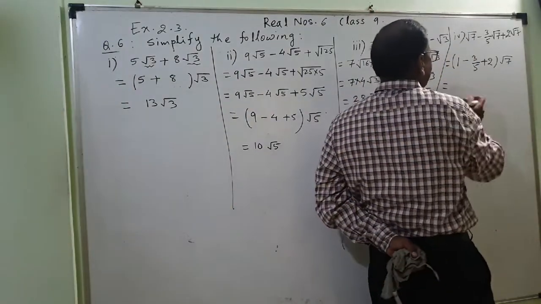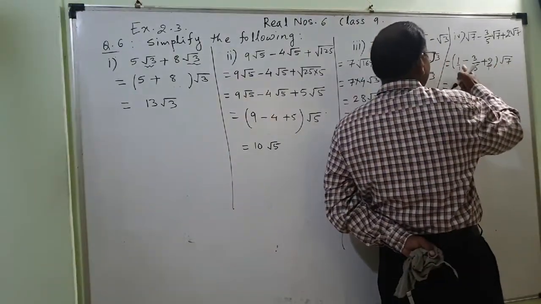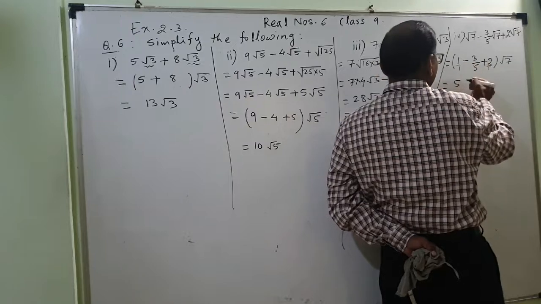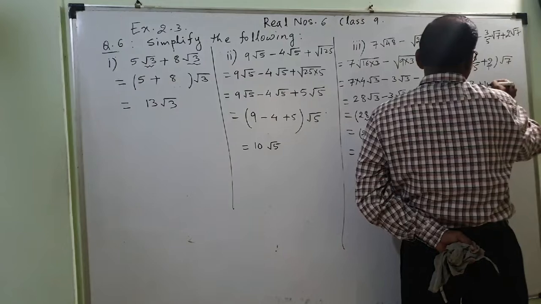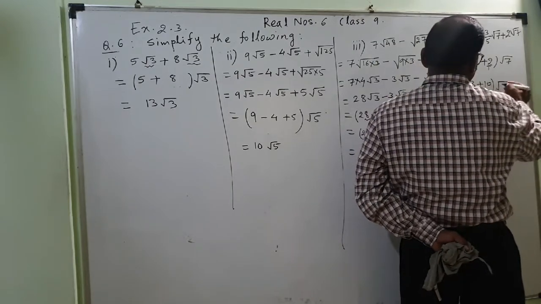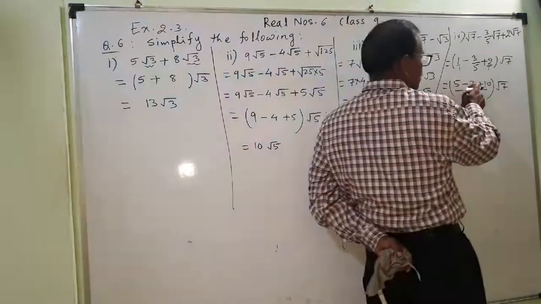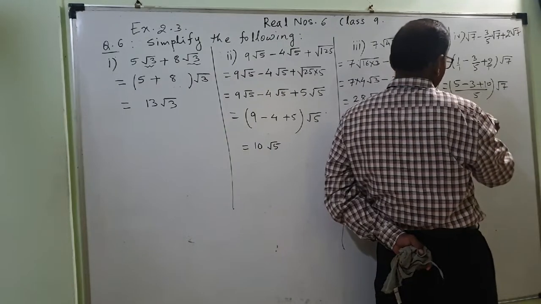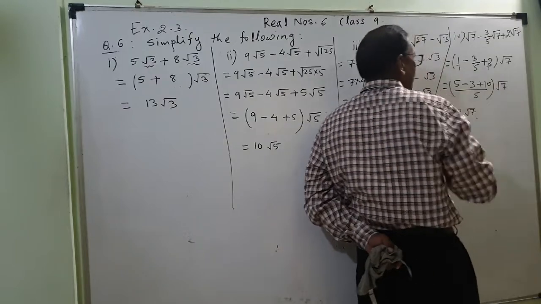Now I have to simplify this. This is 1 upon 1. This is 2 upon 1. So I will multiply by 5 to this. So 5 on the 5 minus this will be 3 as it is, plus 5 to the 10 upon 5 and root 7. So that is equal to 5 minus 3 is 2 and 2 plus 10 is 12. 12 upon 5 root 7. This will be the answer.